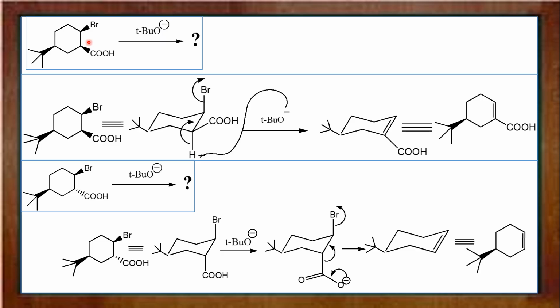Therefore, these two molecules are stereoisomers. When they are treated with the tertiary butoxide base, both lead to the formation of entirely different products.